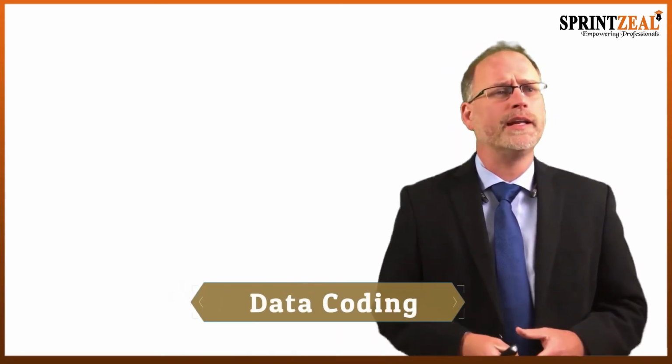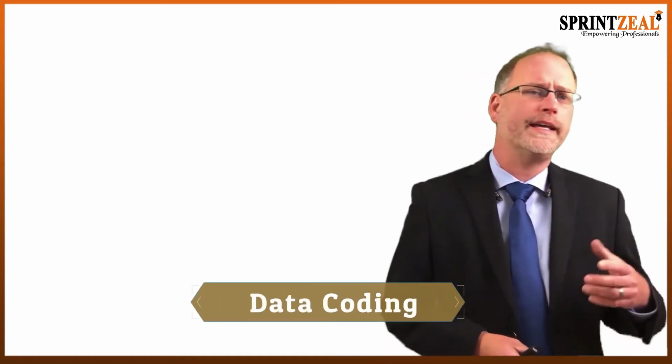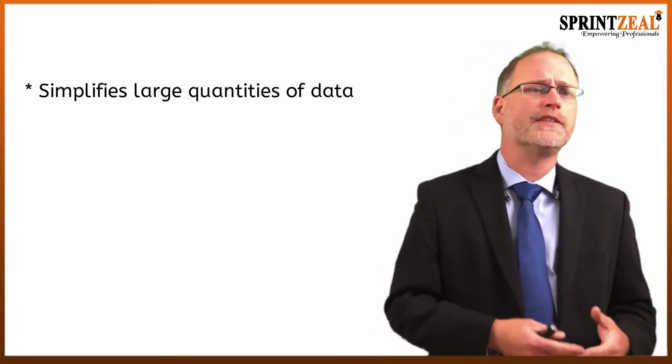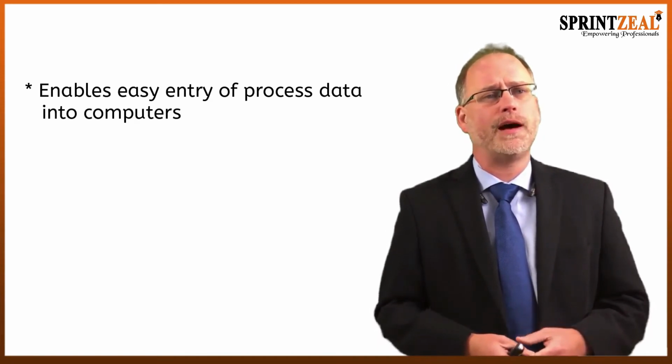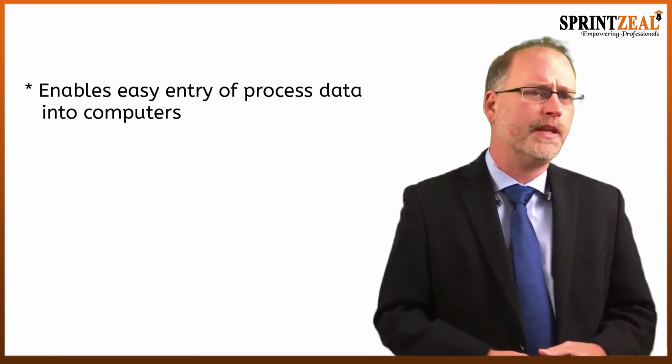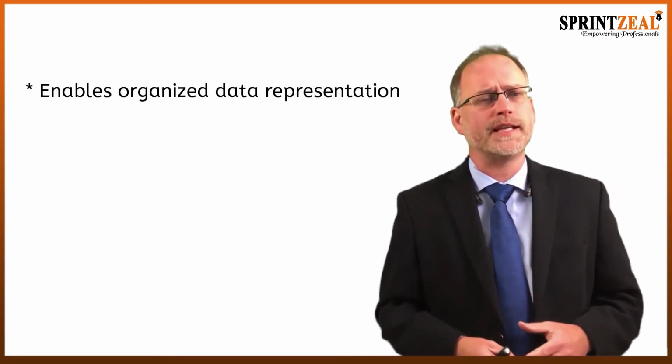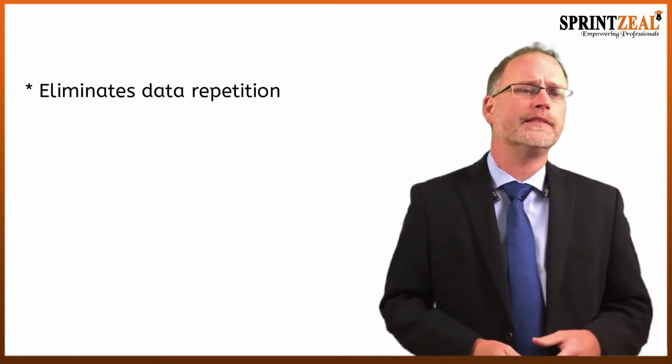Now, data coding is the process of converting and condensing raw data into a category and set so that it can be used for further analysis. Data coding can offer some benefits, such as it simplifies large quantities of data, and it enables easy entry of the processed data into computers. It facilitates data analysis, it enables organized data representation, and it eliminates data repetition.